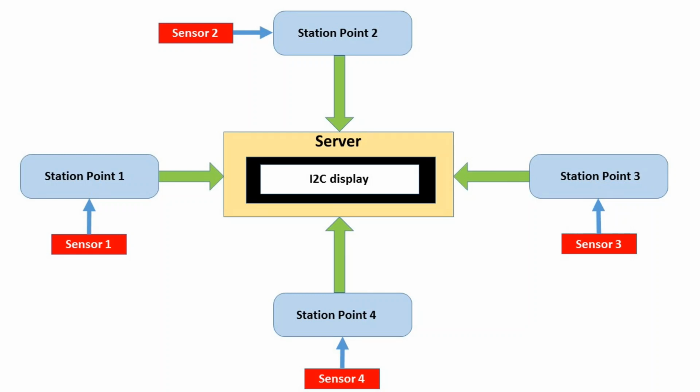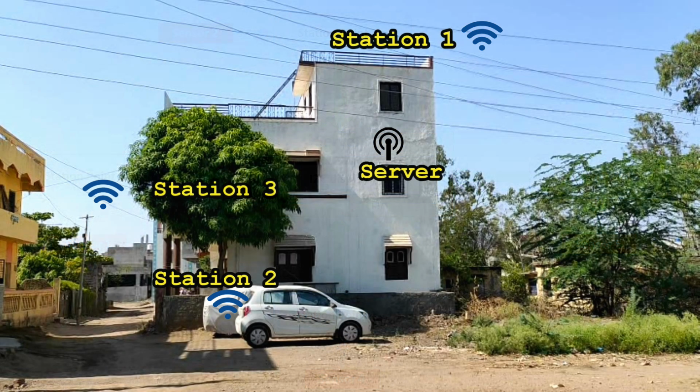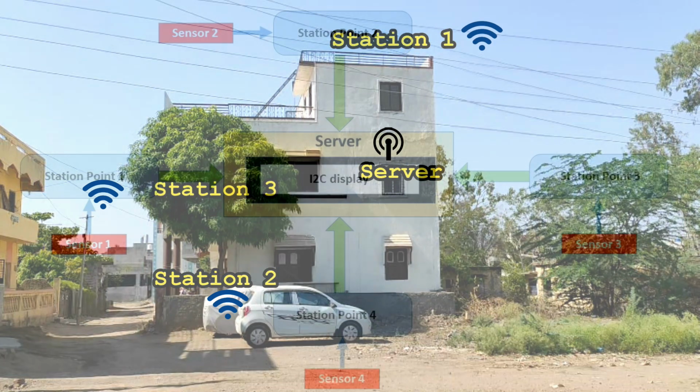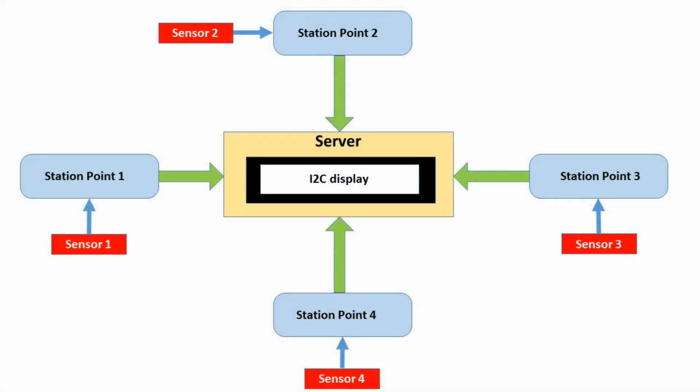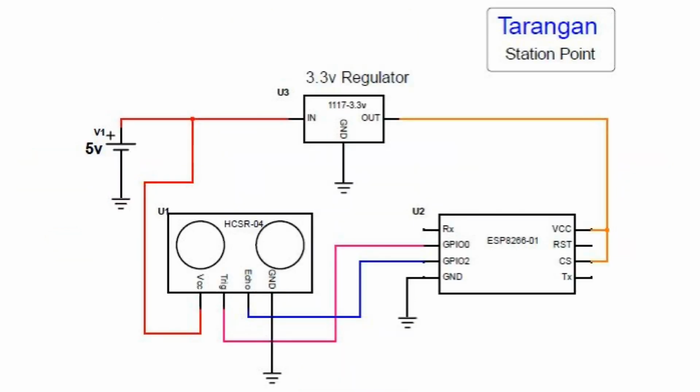In this video, we are going to implement a home automation system in which there will be one central server for displaying the data, and it will create a hotspot. A number of station points will be connected to it. Station points will read sensor data like water level indicator, theft alarm, LPG gas leakage sensor in kitchen, etc. Server and all station points will be connected in star topology. So the name Tarangan. Now this is the circuit for station point.